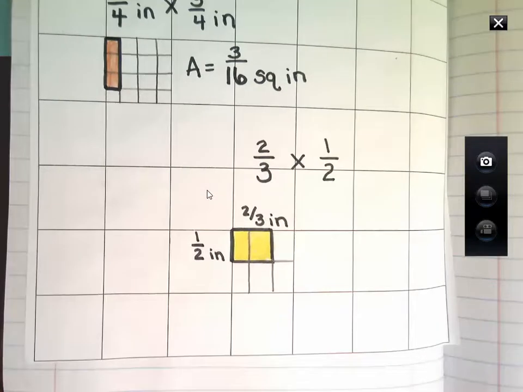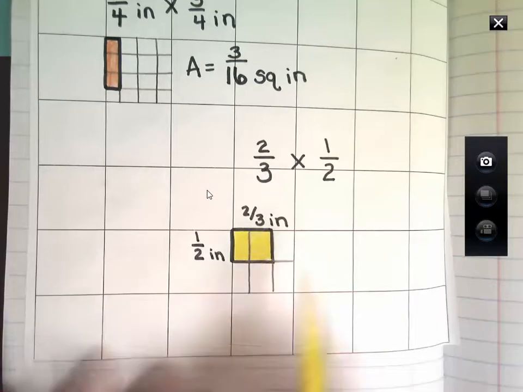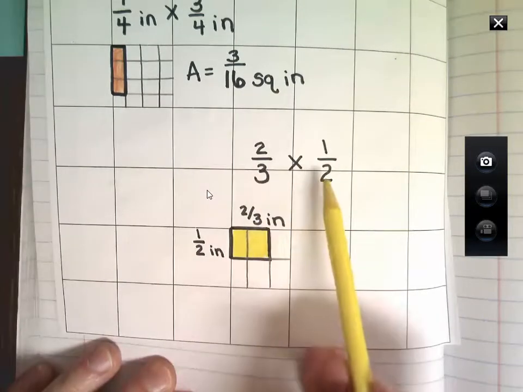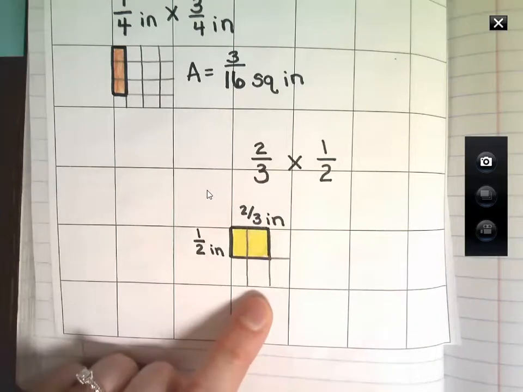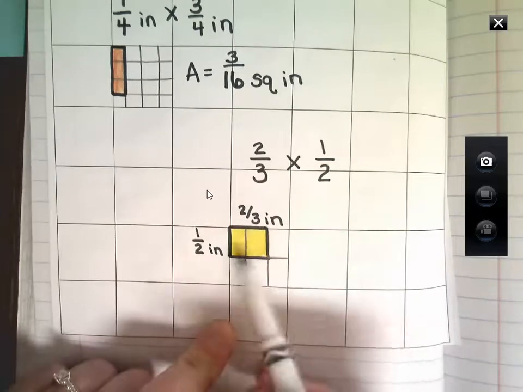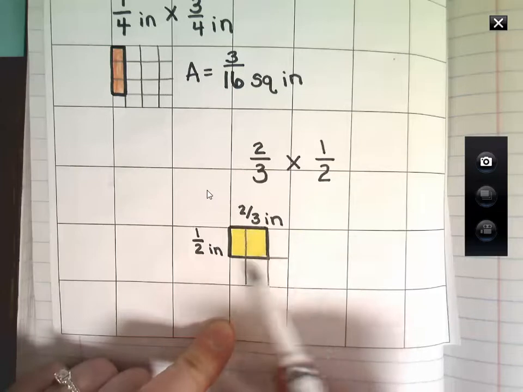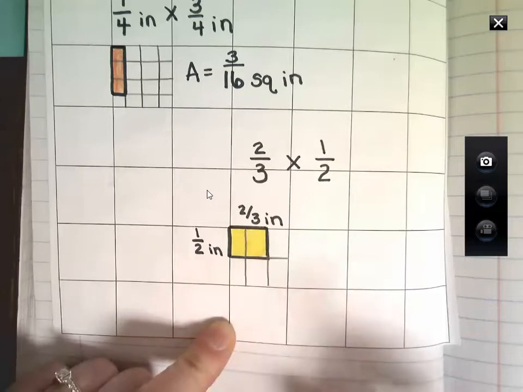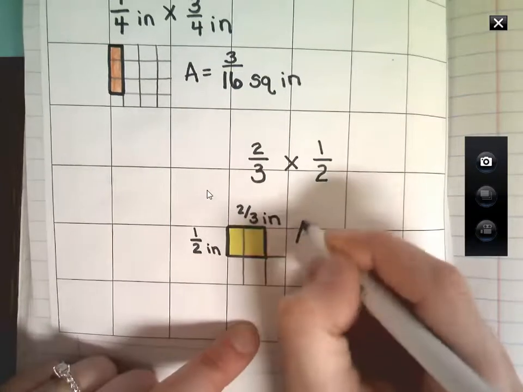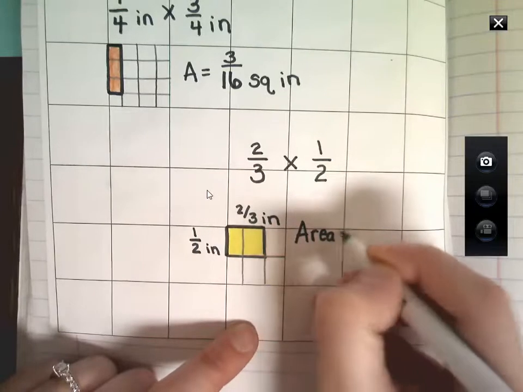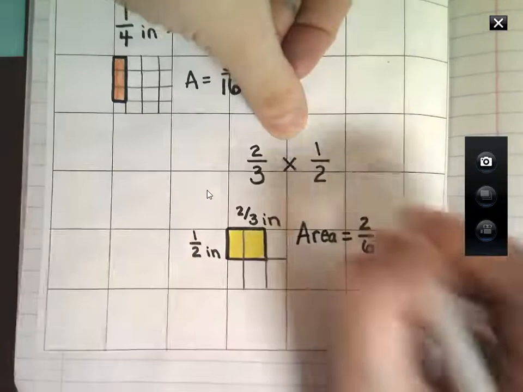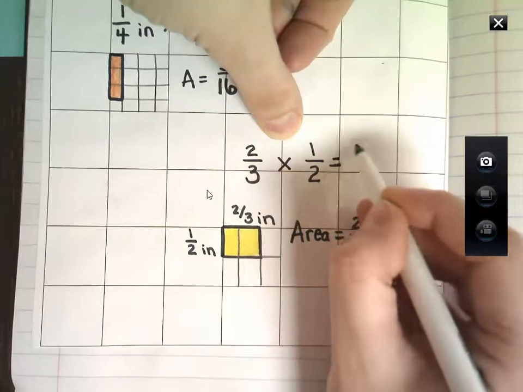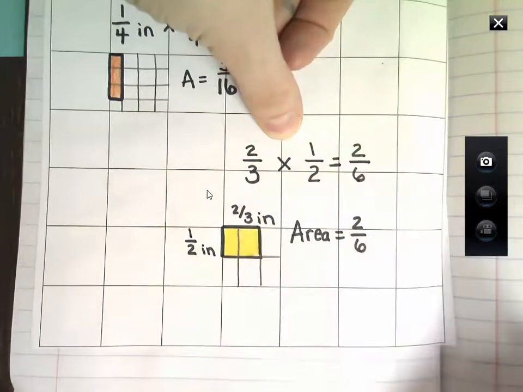Okay, again, remember there's different ways to find area. You can just multiply the length times the width. You can also look at the shaded portion. I see 6 boxes total. And out of those 6 parts, 2 of them are shaded. So that means my area should be 2/6. And even if you multiplied, see how you would get the fraction 2/6 for your area?